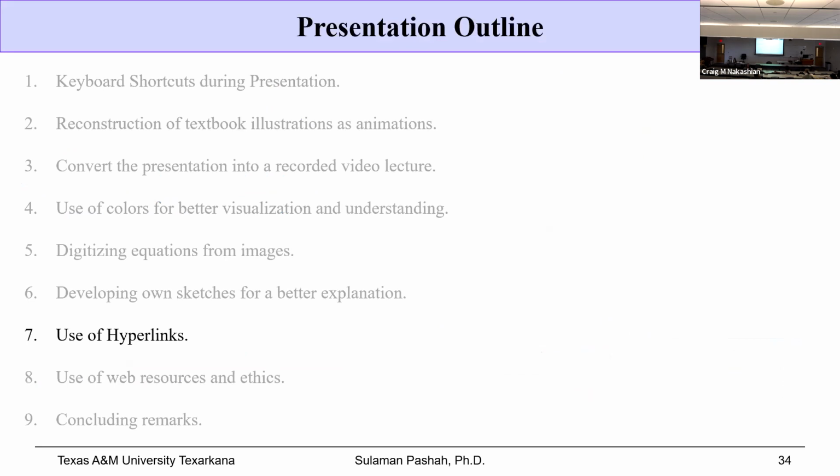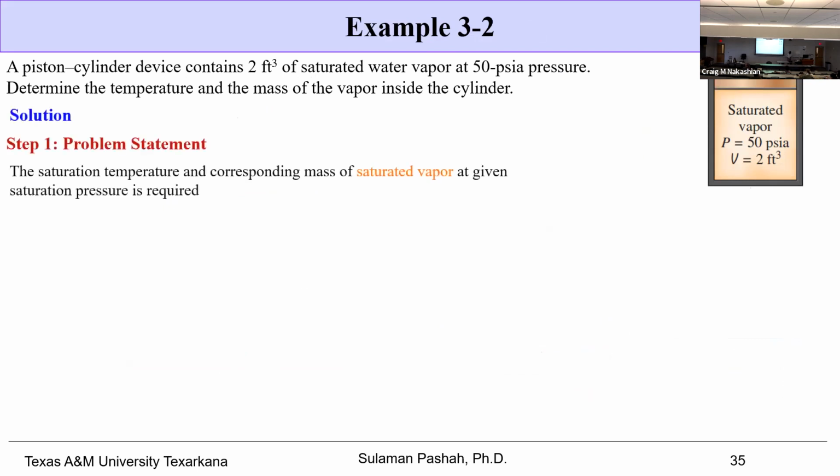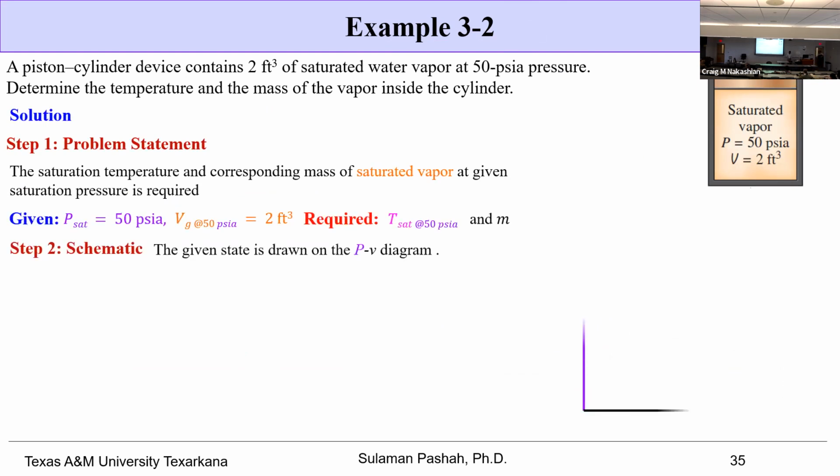Okay, the use of hyperlinks. I will just take 2 more minutes and then I will finish. So this is a typical type of problem in thermodynamics. I show the problem statement, sketch. After discussion, what is required, what is given data, what is required data, what is the schematic of the problem. So we do it with all the discussion.